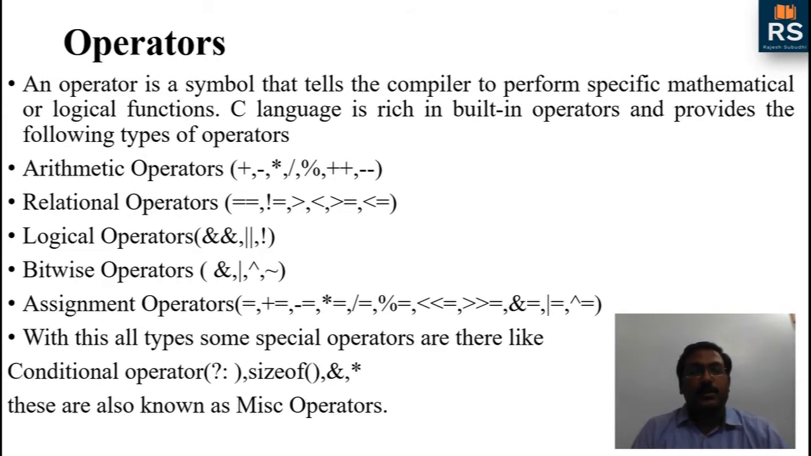For now, there are different kinds of operators in C. They are arithmetic operator, relational operator, logical operator, bitwise operator, and assignment operator. Along with them, we have some special operators like conditional operator, sizeof, ampersand, and star. Fine. Now, after the operators, let us go to the expression.